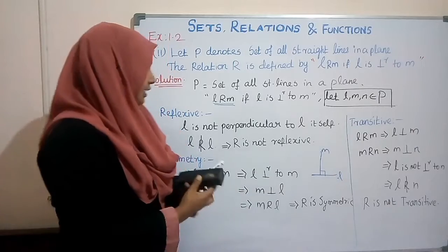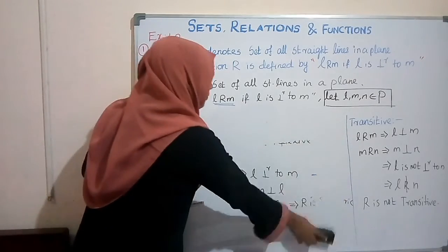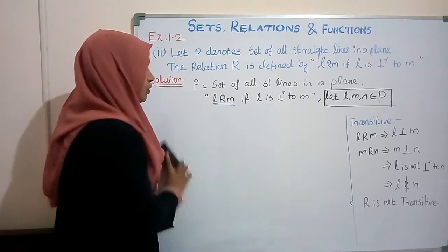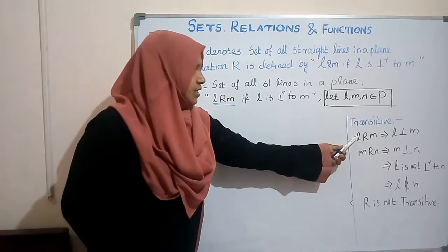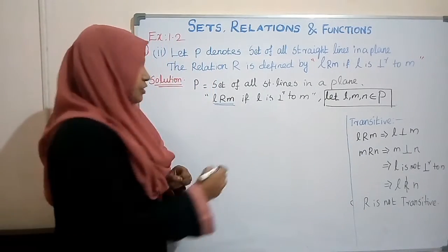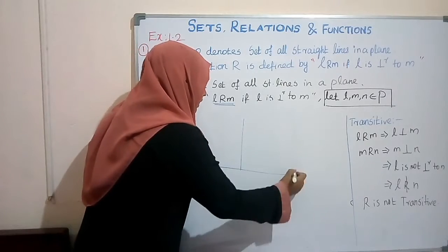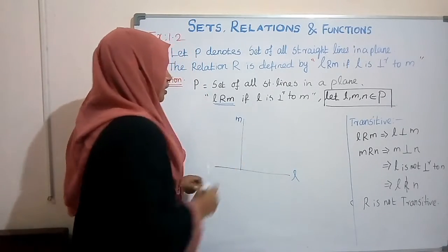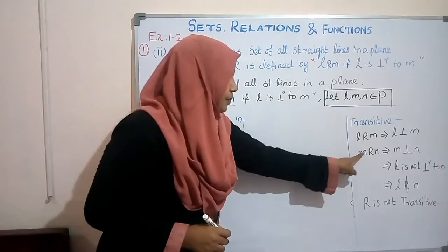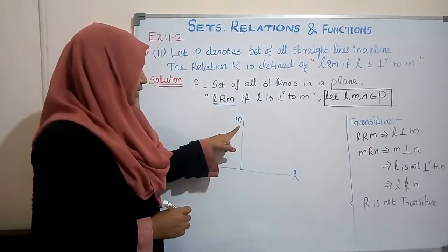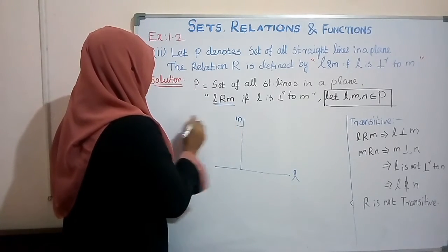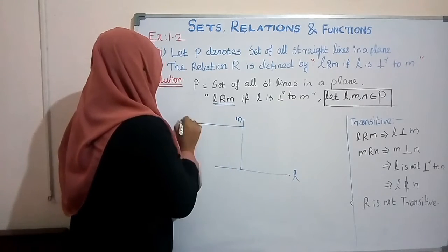See how we are writing this for transitive. First I write l relates m. That means l is perpendicular to m. Consider two lines, l and this is m. So now l is perpendicular to m. And also m is perpendicular to another line, that is n.